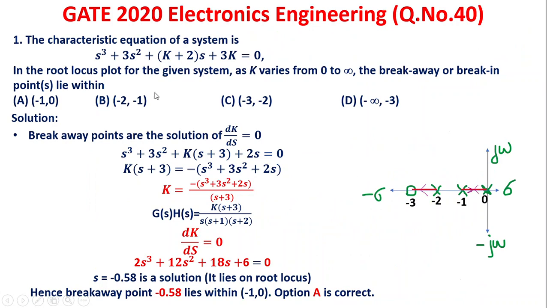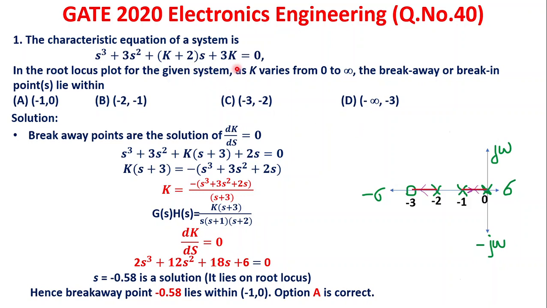So problem number 1 is taken from electronics engineering, question number 40, that is 2020 question number 40. The characteristic equation of a system is given: s cube plus 3s square plus (k plus 2) into s plus 3k equal to 0. In the root locus plot for the given system, as k varies from 0 to infinity, the breakaway or break-in point lies within: minus 1 to 0, minus 2 to minus 1, minus 3 to minus 2, minus infinity to minus 3. So we have to choose the correct option among these four.